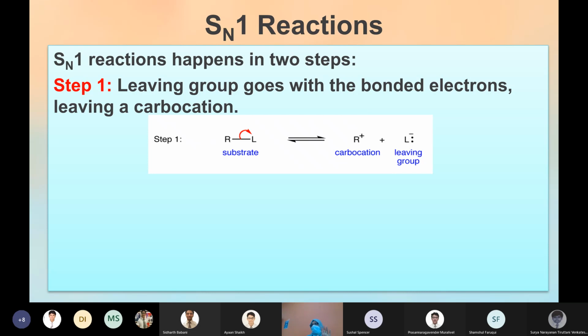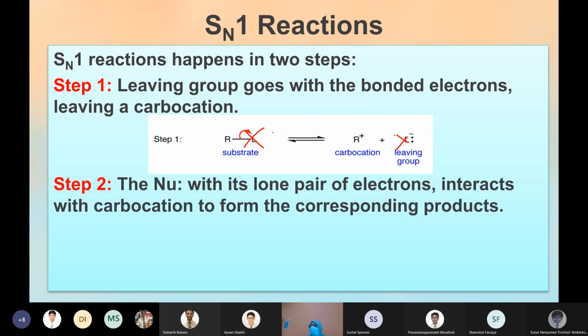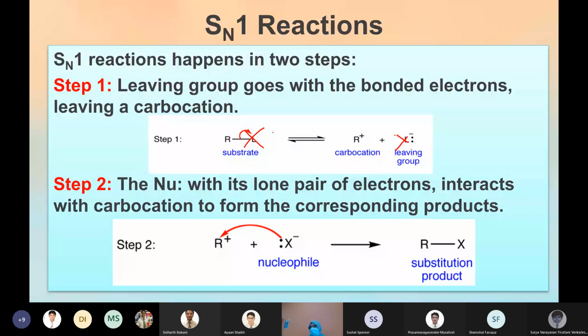First step is your carbon halogen bond will break down, forming a carbocation and a leaving group. For example, you can see over here, L, you can write it as X also, because that's what we generally write for halogen. So the carbon halogen bond will break down, forming a carbocation and a halide ion. That is the first step, bond breaking. And in the second step, the nucleophile will attack the carbocation.